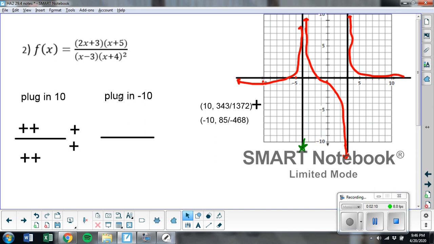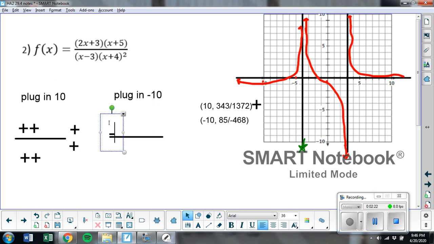Let's do the same thing for negative 10. So imagine you're plugging in a negative 10 here. 2 and negative 10 is negative 20. With 3 more is going to end up being negative. Okay, plug in negative 10 here. A negative 10 and a 5 is going to be negative.